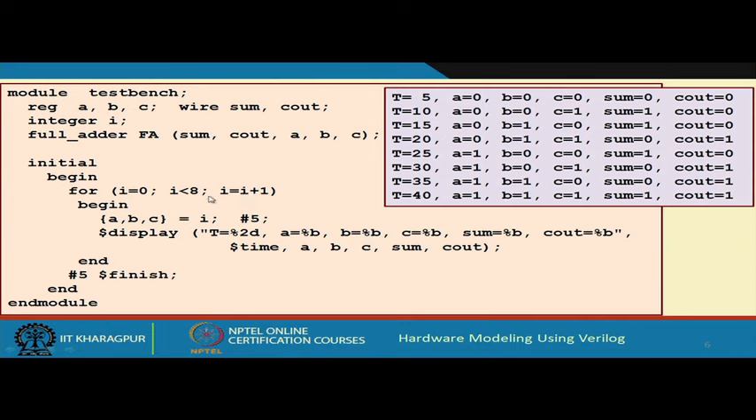So, I 0 1 2 3 4 up to 7, and I just write a statement like this, concatenation A comma B comma C equal to I. So, this will automatically convert this number I into binary and assign the corresponding last 3 bits to A, B, C. This will be done by the simulator automatically. Okay. So, the values will get assigned automatically, and after delay of 5 I am displaying. So, in the display the time is showing us 5, 10, 15 like that. I am displaying the current time A, B, C and sum and count.